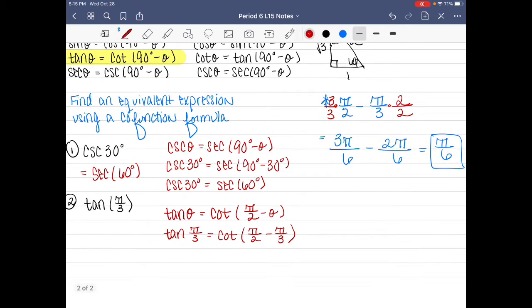Now we can return back to this problem here. So tangent of pi over 3 ends up being equal to cotangent, and we just subtracted these two off to the side, pi over 6. So our final answer here is cotangent pi over 6.